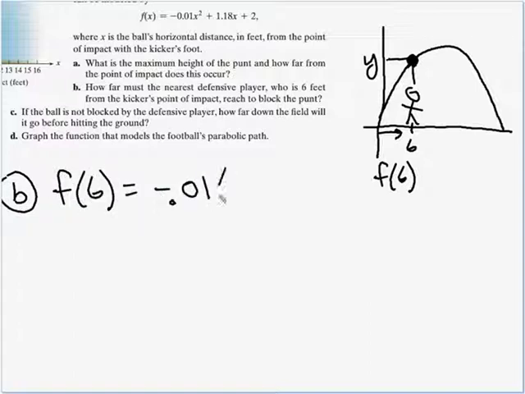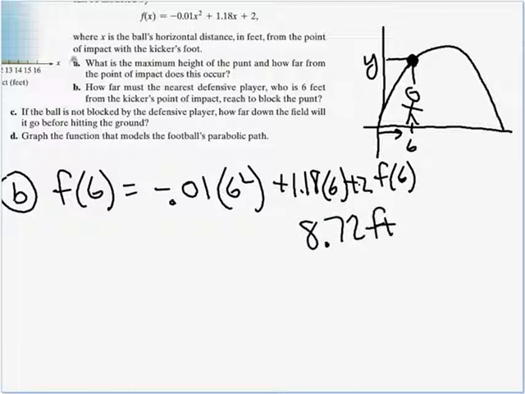Negative 0.01 times 6 squared plus 1.18 times 6 plus 2. Play along at home, punch that in your calculator and see what you get. Calculator skill is part of the class. You've got to know how to push the buttons. And if you work that all out, it is 8.72 feet.